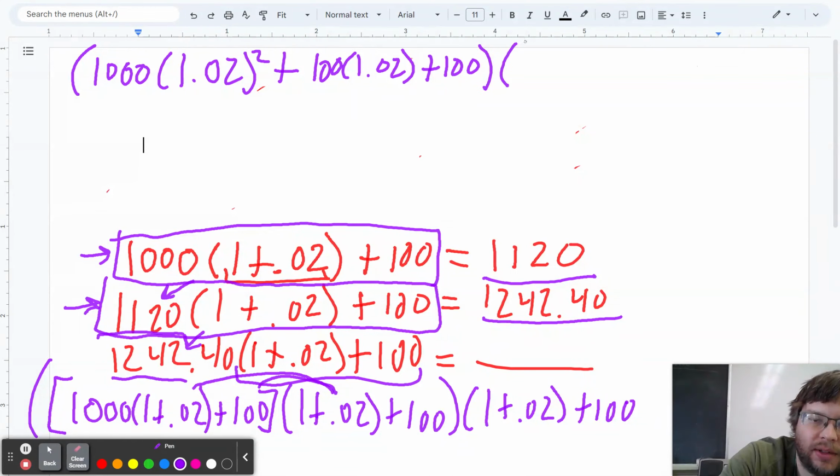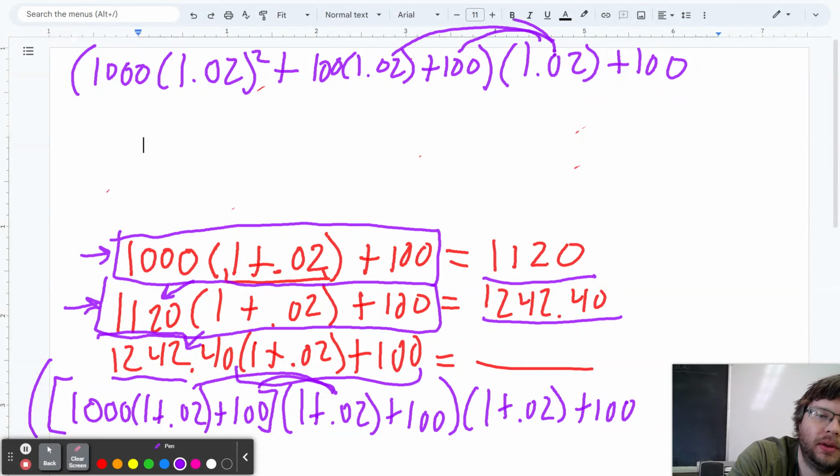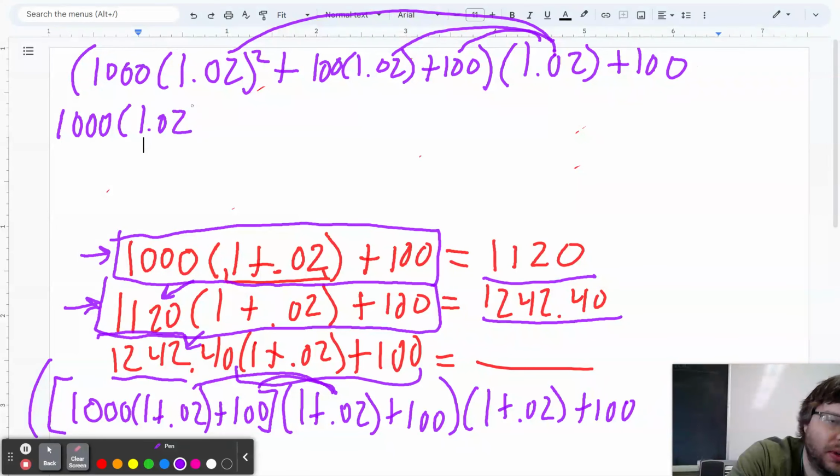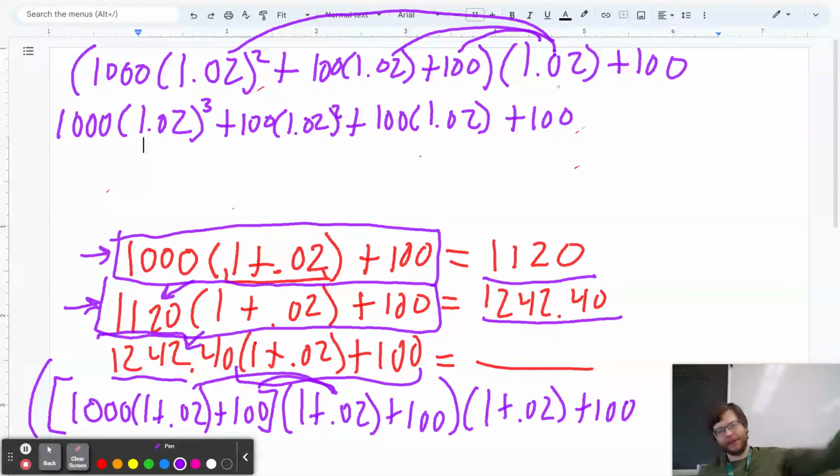And then I have another 1.02 plus 100. And then we're going to distribute that again. Distribute, distribute, distribute. So I have 1,000 times 1.02 to the third plus 100 times 1.02 squared plus 100 times 1.02 plus 100. Now, what this means actually makes a lot of sense if you think about how the account works.